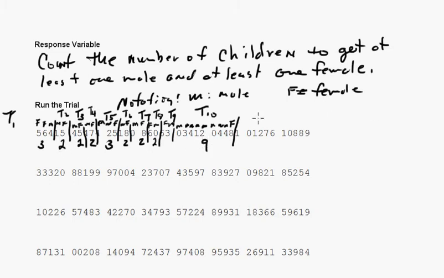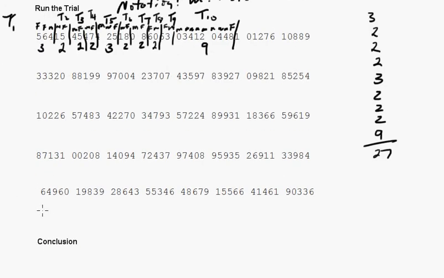Okay, so let's see. We could add them up. We got 3, 2, 2, 2, 3, 2, 2, 2. So we have 6, 6, and 6. 18 plus 9 is 27. Okay, so on average would be 27 divided by 10, if I did that right, so 2.7.